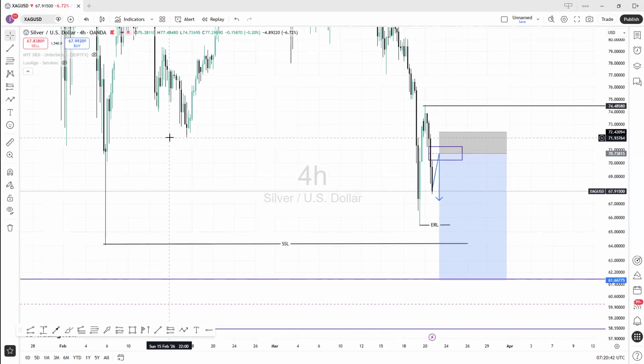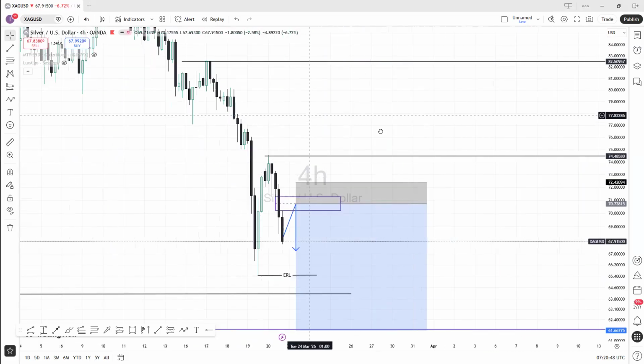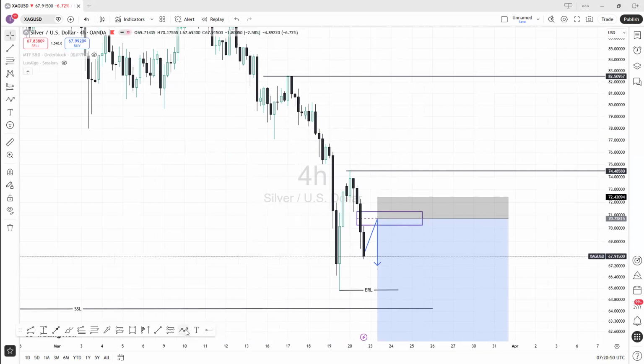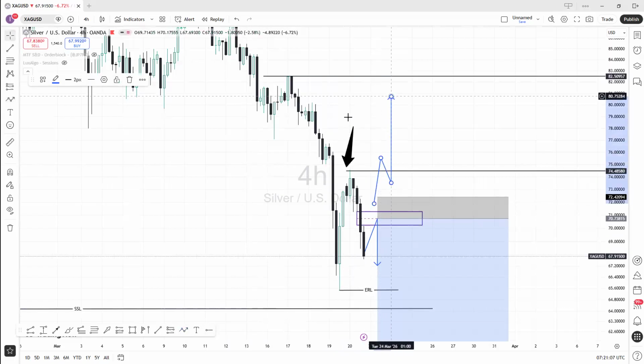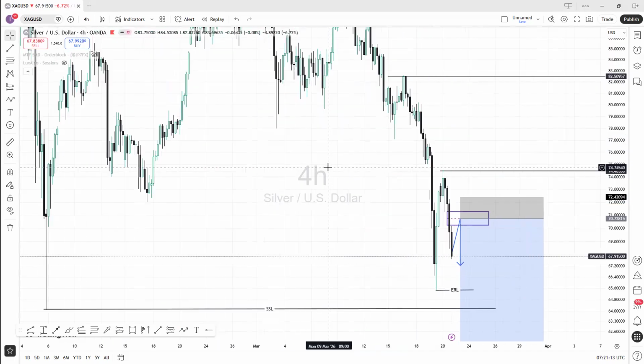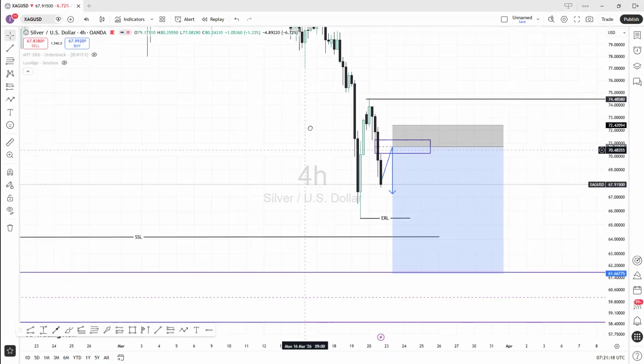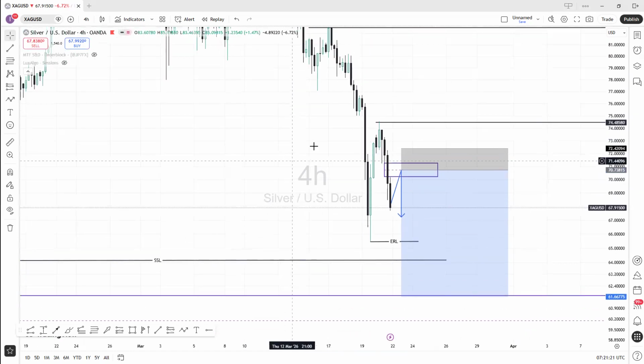Expect that movement for next week. If price fails to react on that area, it means it will take out this previous high. When it takes out this high, we wait for a test and then find buys, but that is not possible because the bias is bearish from the higher time frame. Okay, so that is it on silver and gold.